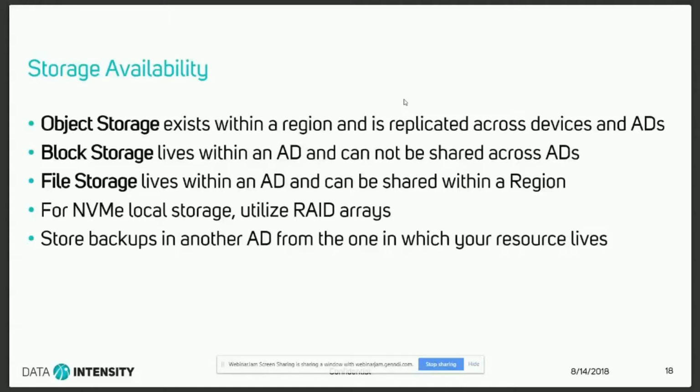For NVMe local storage, especially for bare metal systems, utilize RAID arrays. And it's also important to make sure that when you're taking backups to object storage, you take your backup in another availability domain from the one in which your resource lives. So if you have a database that's in availability domain 1, you don't want to store your backups to that database in availability domain 1. You want to store it in availability domain 3.